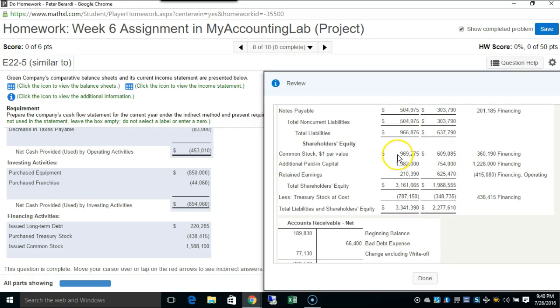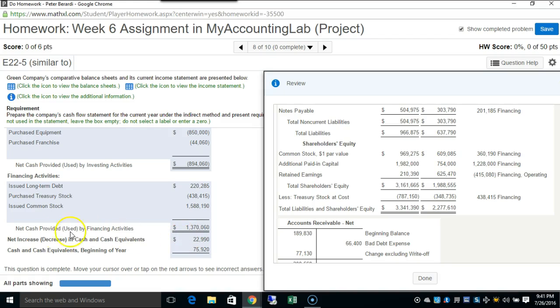Issued common stock. As you know, common stock has a par value, but then anything above that par value ends up in the additional paid-in capital. So you have to add these two numbers up, which are the differences year over year. These two numbers equal the $1,588,190. So by issuing common stock, we issued equity and we got cash. Therefore, our cash flow went up. So net cash provided by financing activity is a total of $1,370,000.